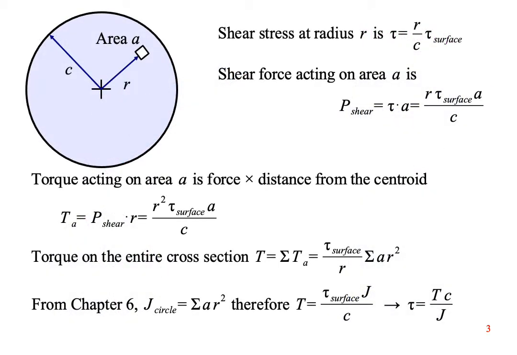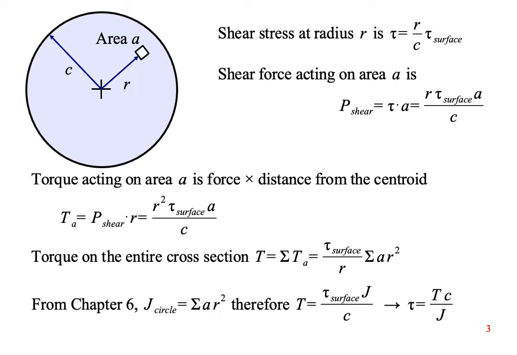Consider a small area that we'll call lowercase a, which is located a distance r from the centroid. The shear stress acting at this location is a fraction of the shear stress at the surface. The fraction is r over c, so the closer to the surface we are, the higher the shear stress. Shear force is shear stress times area. Torque is force times distance from the centroid, so multiply the shear force times r to get the torque acting on our little area a.